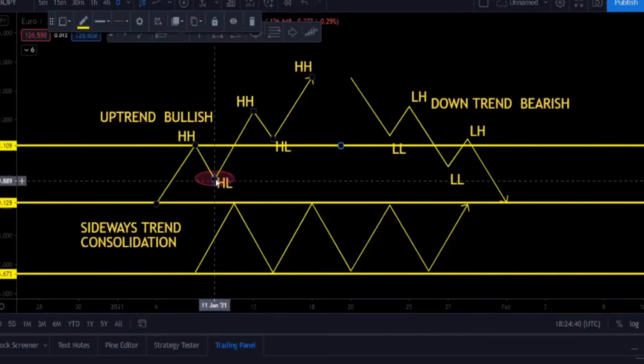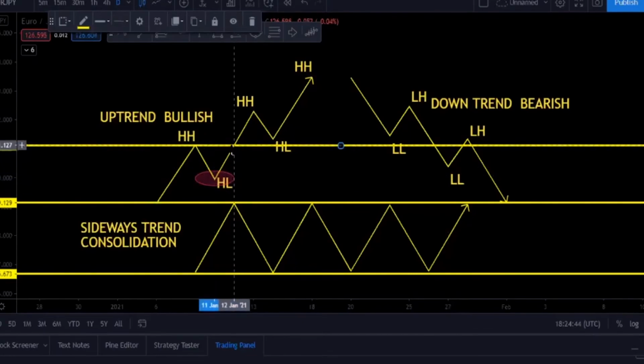So again, you would want to buy once it's right here, and just have the mental toughness to know that it's a possibility that prices might stop and reverse and go the opposite way.